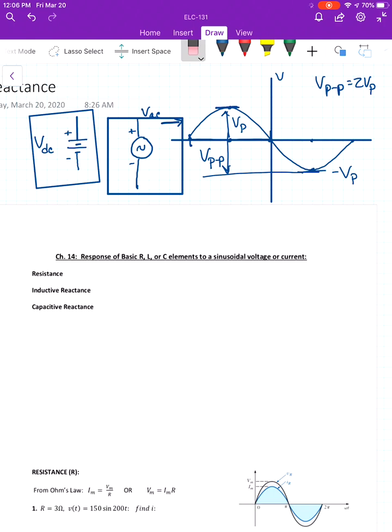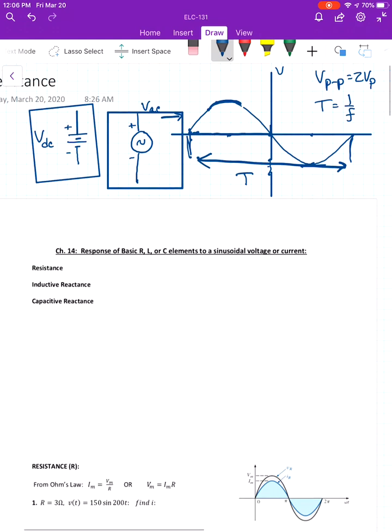Let's look at the horizontal axis here. For one complete cycle, we call that the period, the time it takes to complete one cycle, and the period is 1 over the frequency. These are some properties you'll need to keep in mind as we talk about the effect of applying this voltage waveform to a resistor or an inductor or a capacitor.